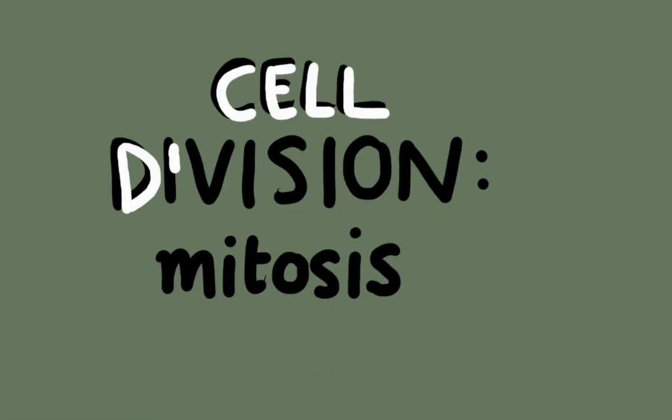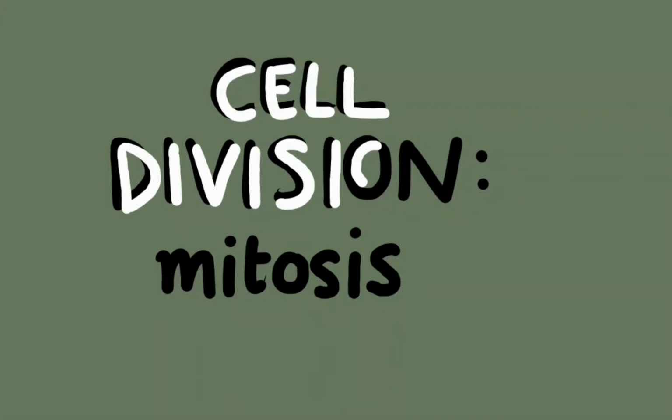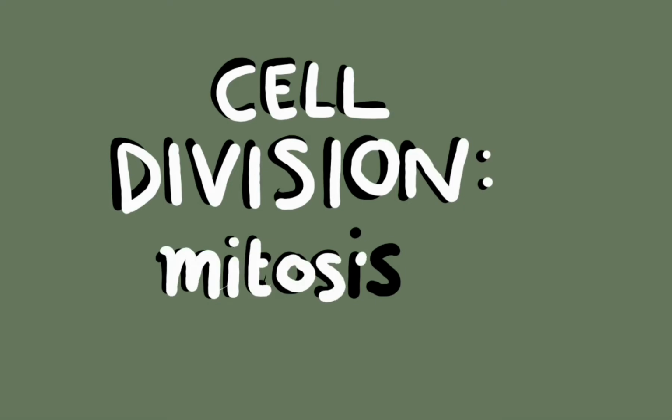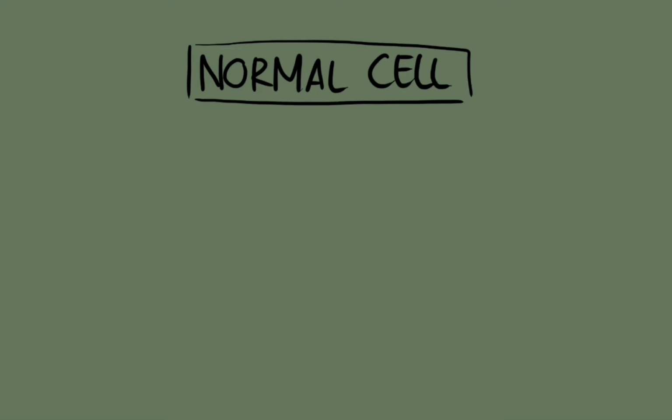Hi everyone, so today we're going to be talking about cell division and in particular mitosis, which is where a cell divides to produce two identical daughter cells. So to start off with, let's remind ourselves of what a normal cell looks like.